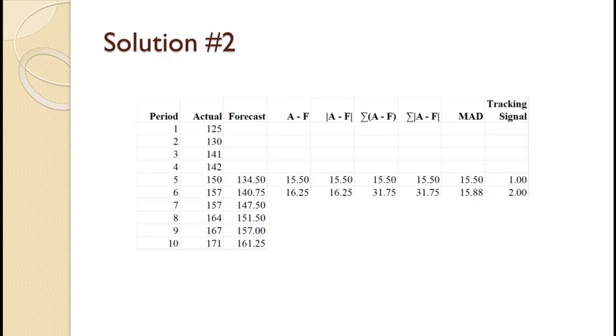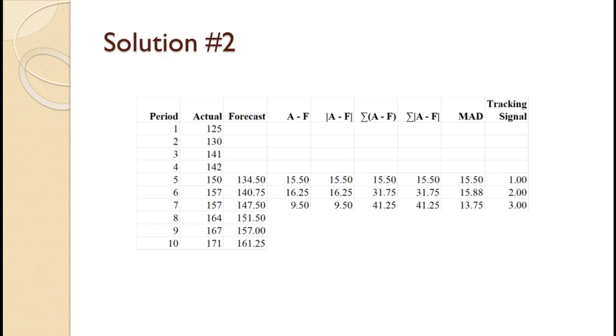Finally, the tracking signal is the cumulative A minus F value of 31.75 divided by the MAD of 15.88 equals 2.00. For period 7, 157 minus 147.5 equals 9.5. The absolute value of 9.5 is 9.5. The cumulative A minus F is 31.75 plus 9.5 equals 41.25.